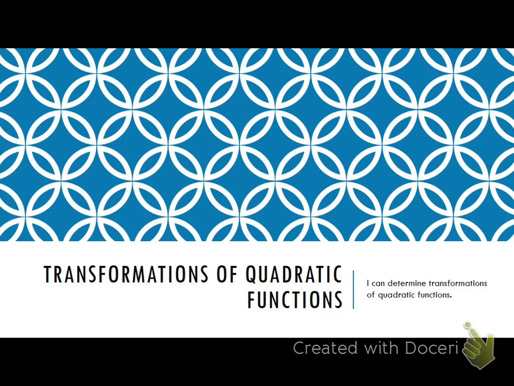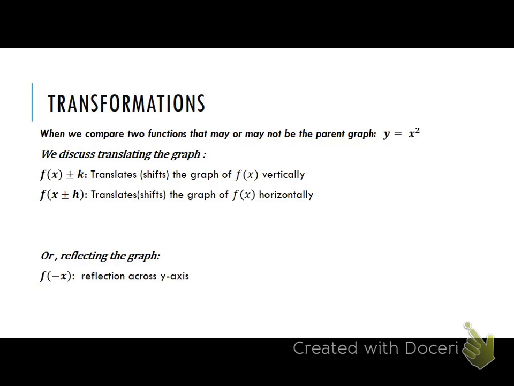As we have done transformations of both linear and exponential functions, now we need to look at it with a quadratic. So that's what we are going to be looking at today. Remember, a quadratic is a squared function, meaning it has a highest exponent of 2. It creates a parabola. When we compare two functions that may or may not be graphed, we always compare it to y equals x squared.